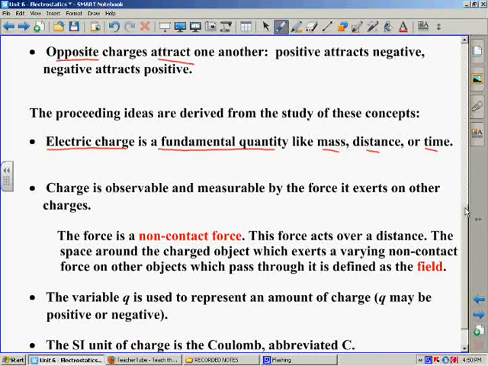Since they don't have to be in contact with each other, we need one more concept or idea to be able to talk about how these forces interact over distances. And that space around the charge is defined as a field. And then within that field, we'll talk about how strong the force is at different distances away from the charges.